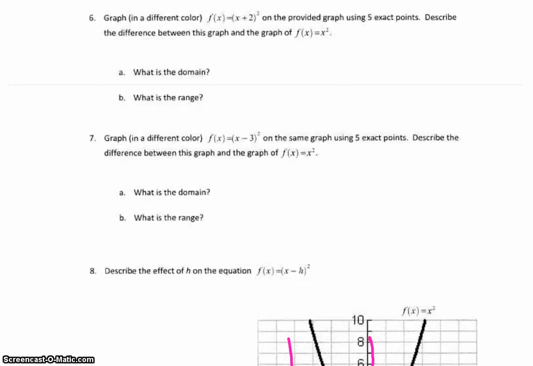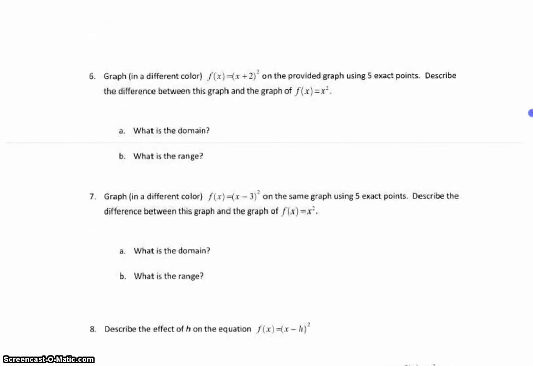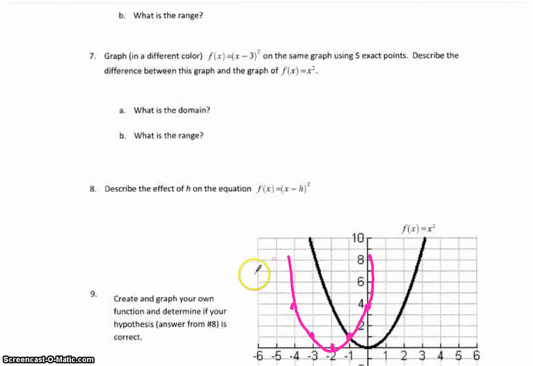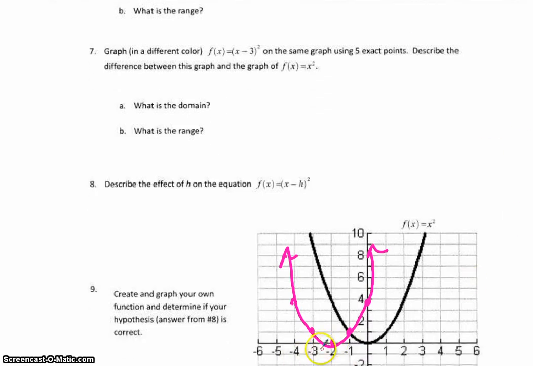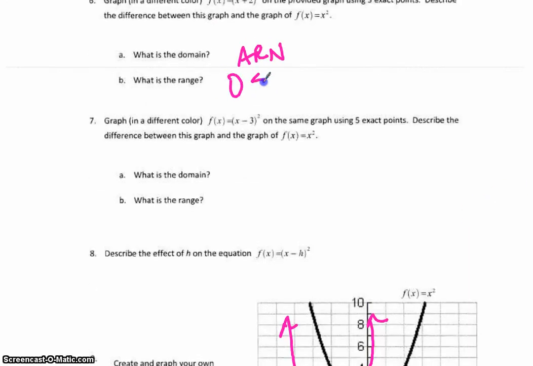And then it wants to know, what is the domain, what is the range? Remember, domain is going left to right. It goes forever left, forever right. Your domain is all real numbers. What is the range? Well, my low point is at 0. So the range is going to be 0 is less than or equal to y. It goes forever up, so that's all you have to write.